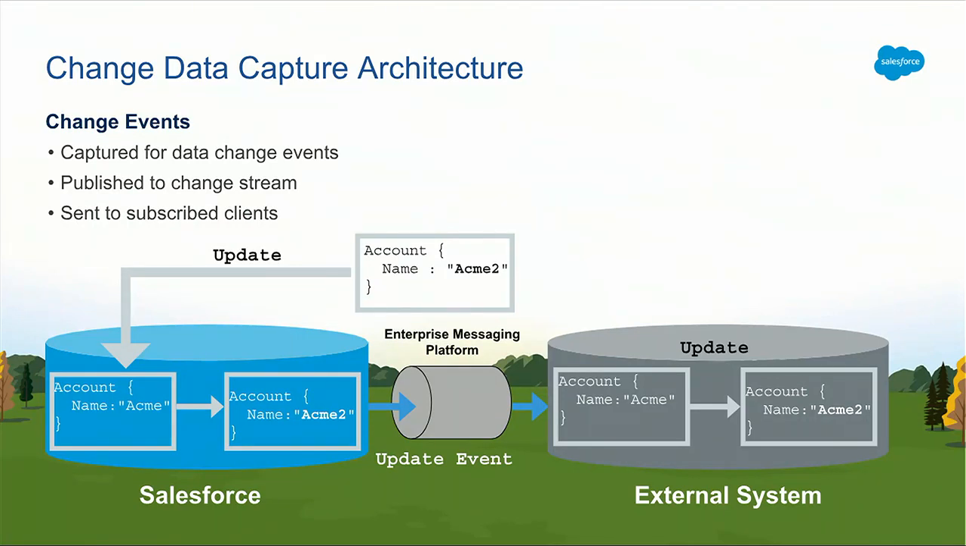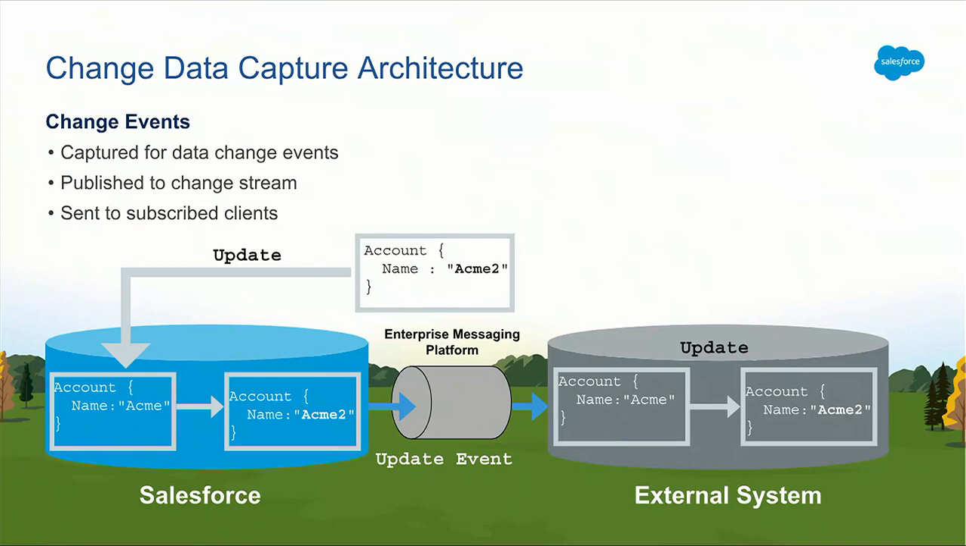So in this example, we have an API update updating our account name from Acme to Acme 2. That update happens in Salesforce over the REST API, but it could be the SOAP or bulk API. It could be a UI page, Visualforce component, or a Lightning component, a standard record page. It doesn't matter. We're going to capture that change. We capture that update event from Acme to Acme 2.